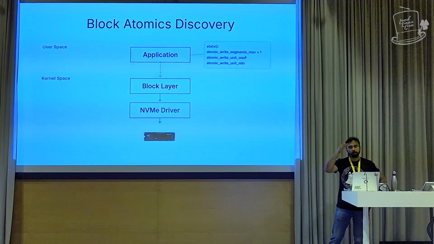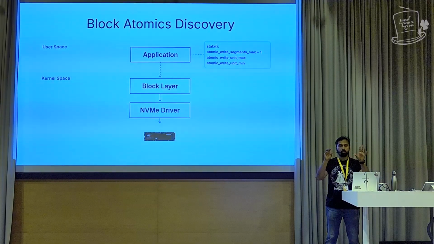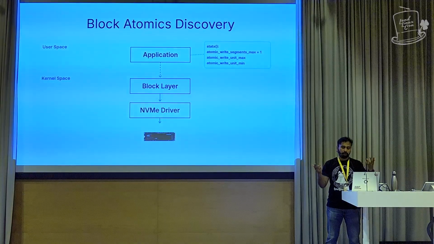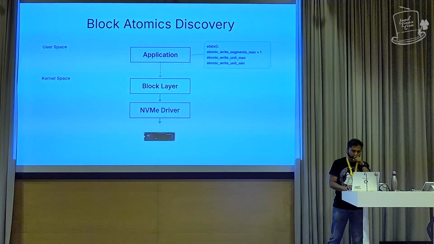For segments, in user space terms, if you do a pwrite, you can have multiple vectors, like IOVs. You can gather multiple of them. But if you want it to be atomic, then it can be only one vector, one IOV.